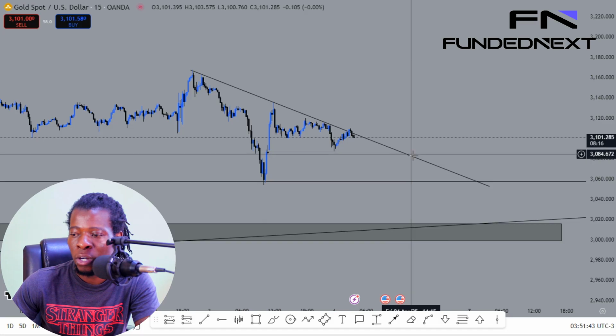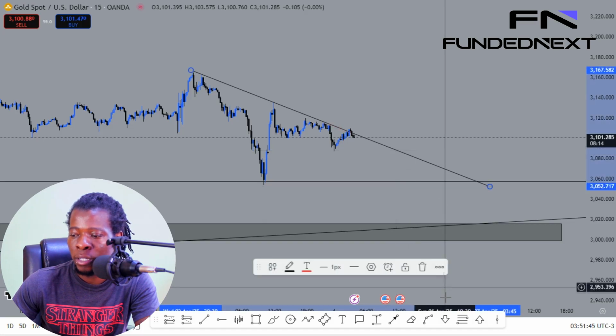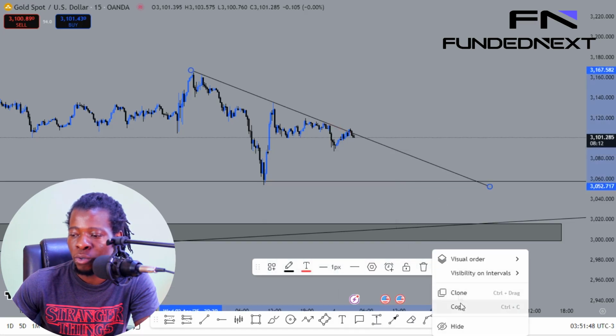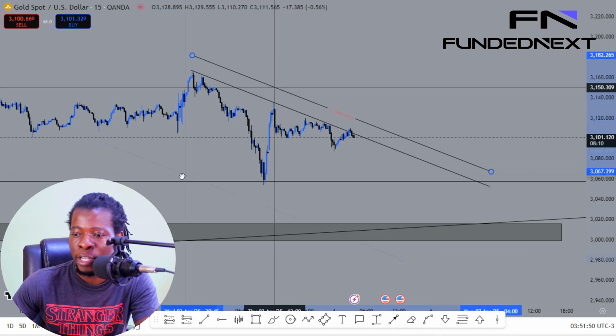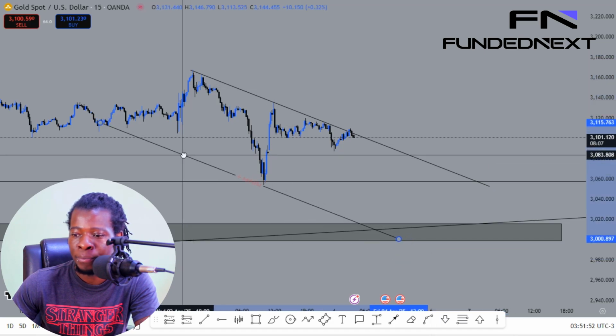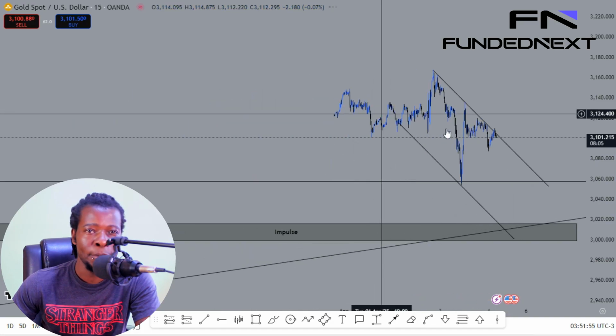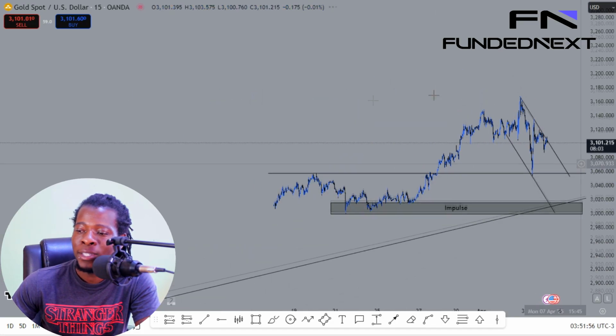You understand? Clone this joint. That is the resistance trend line that you had. Try to clone it and maybe try to drag it below, something like this. And that's it, as long as it makes sense, right? So sometimes, these are just anticipation.